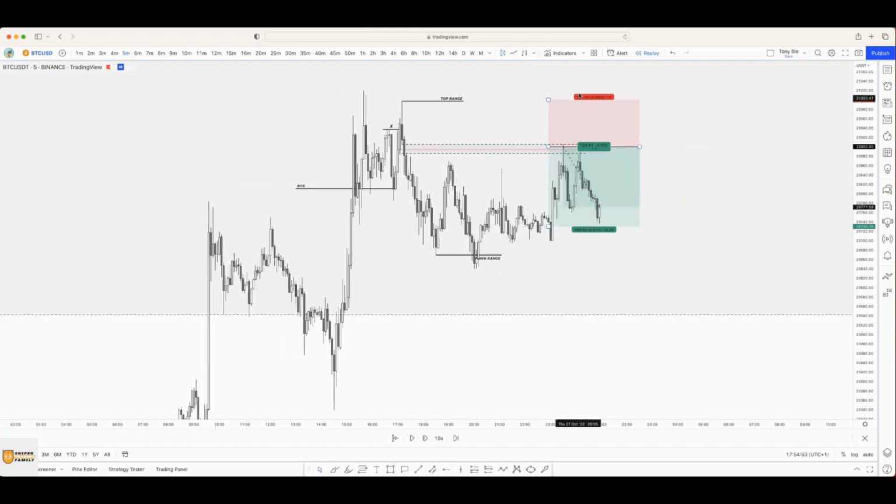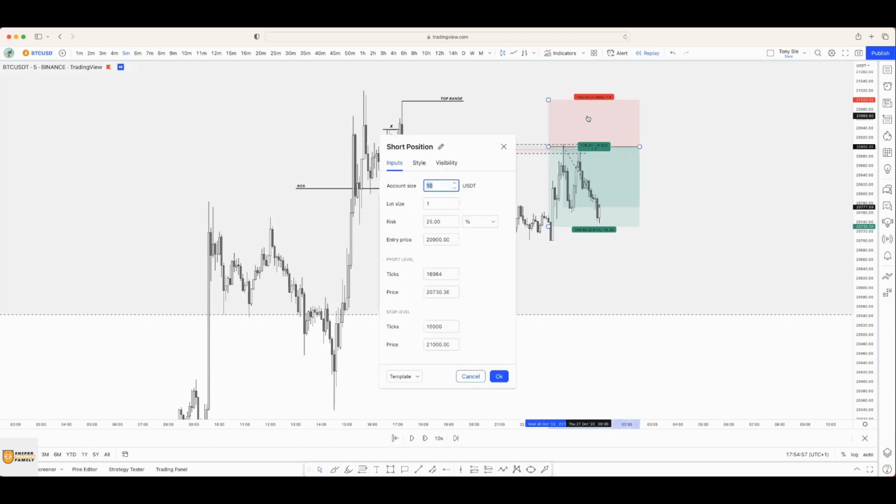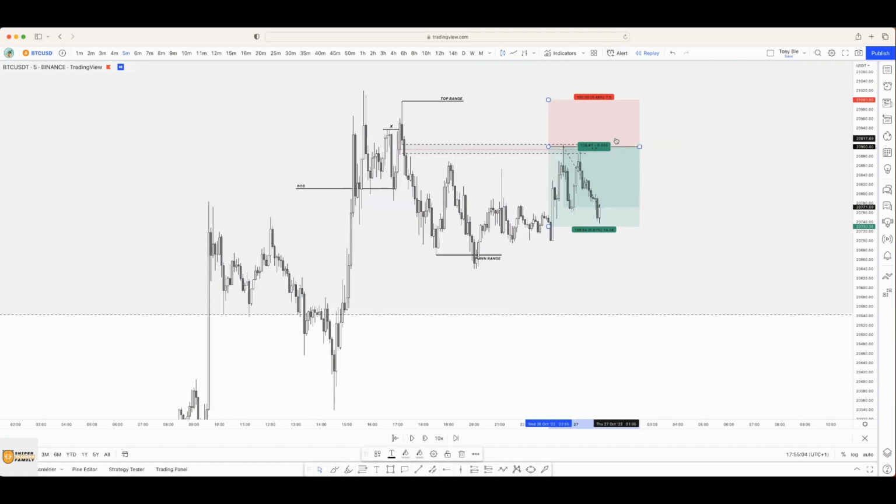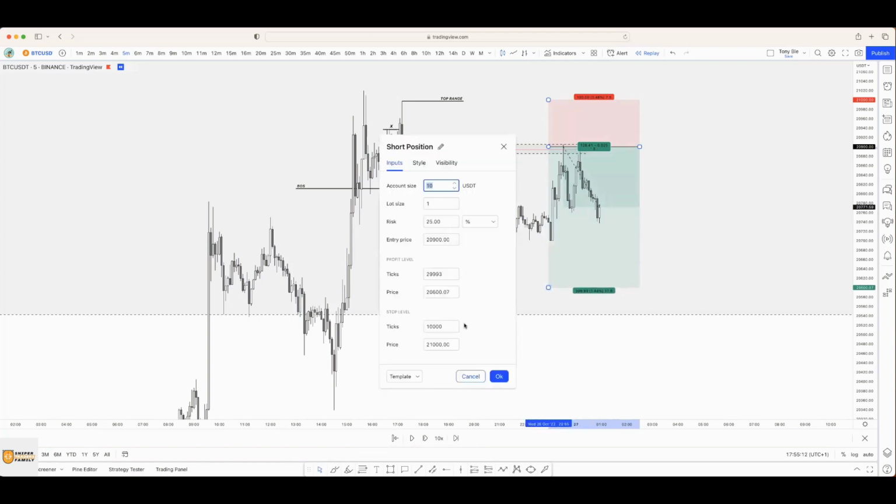So we have 100 points. This is actually 10,000 ticks, but this is about 100 pips. Okay, we're risking 100 pips, 1 to 3, risk to reward, right? 1 to 3 will give us, yeah. So 100 to make, this would be 300.